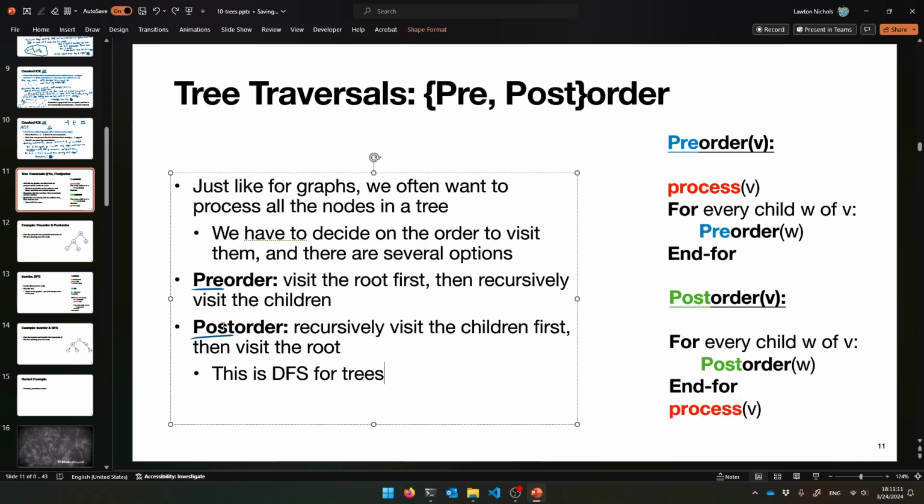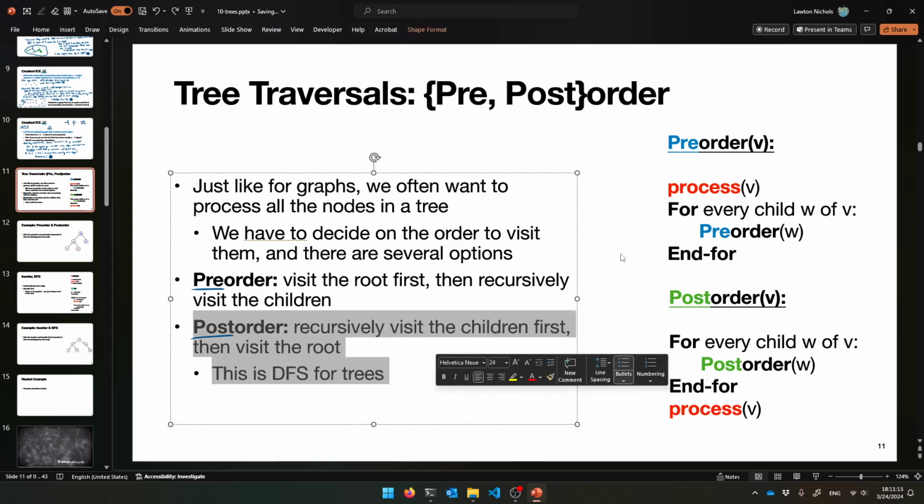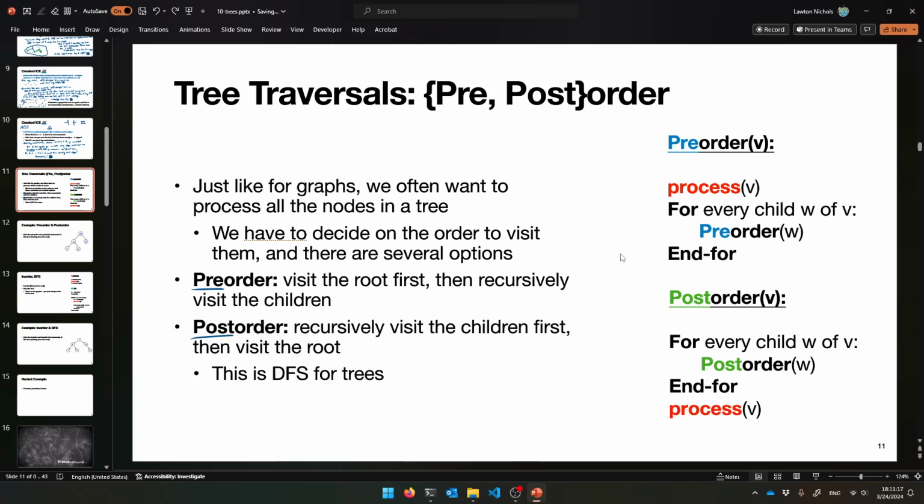All right. So essentially, post-order is a kind of depth first search on trees. But pre and post are talking about the order in which you visit your root before or after you visit your children recursively. Okay. So that is pre-order and post-order. Let me show that to you.